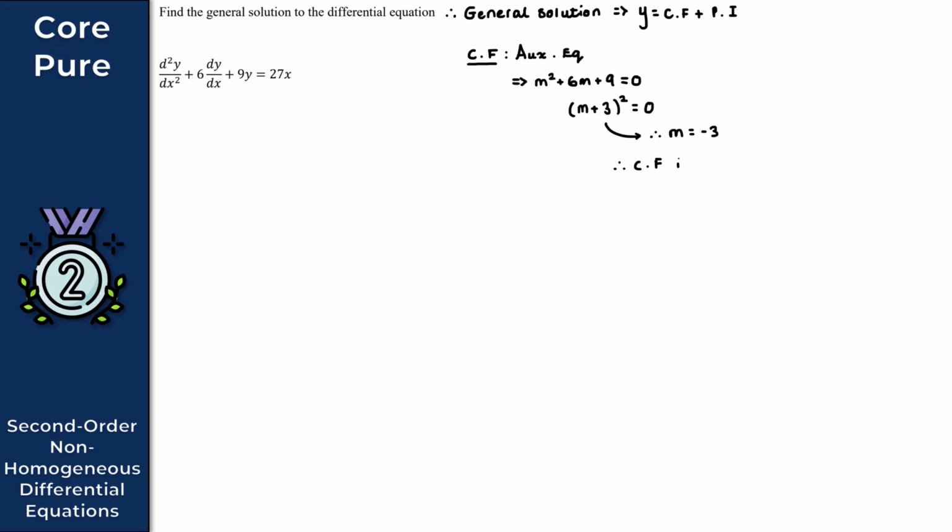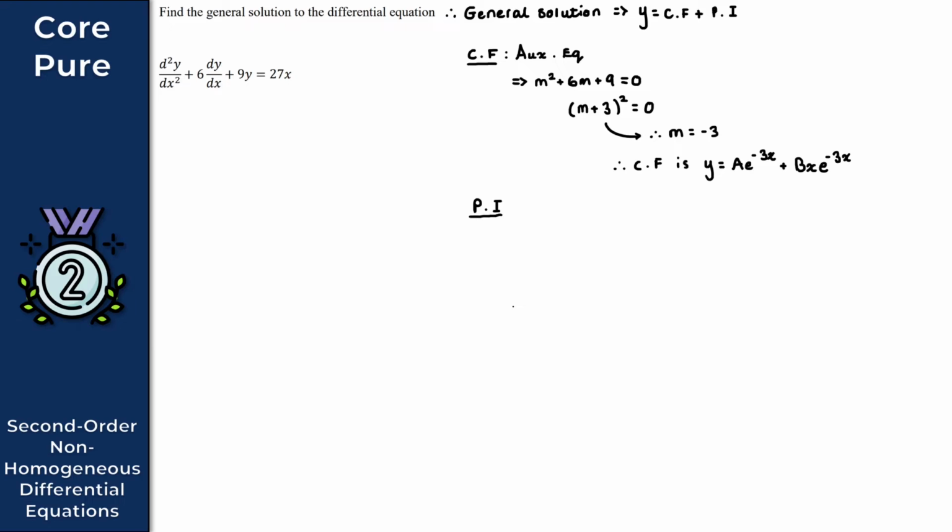So the complementary function is y is equal to a e to the minus 3x plus bx e to the minus 3x. That gives us the first part, the complementary function. Now let's have a go at finding the particular integral. This is basically part 2 of the question, so for the particular integral, that's p dot I.